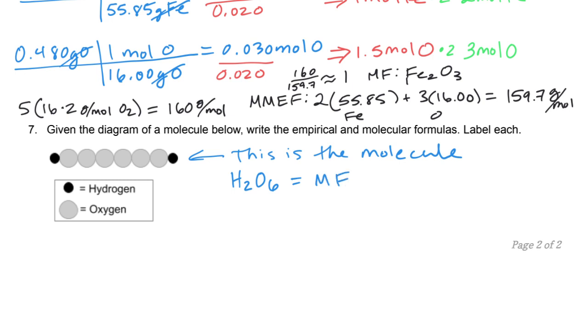Then the empirical formula is the simplest ratio. Both of those can be divided by 2, so the simplest ratio is HO3. So that would be our empirical formula. So molecular formula, actual molecule; empirical formula, simplest ratio.